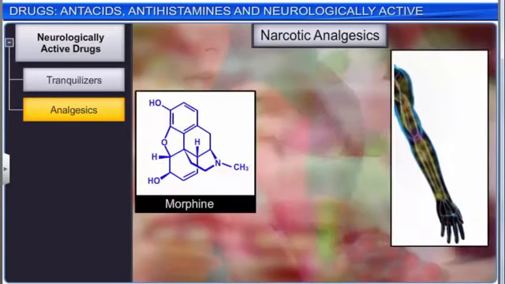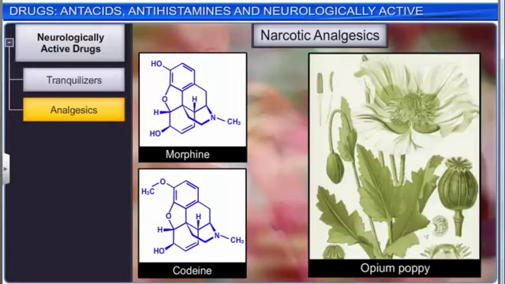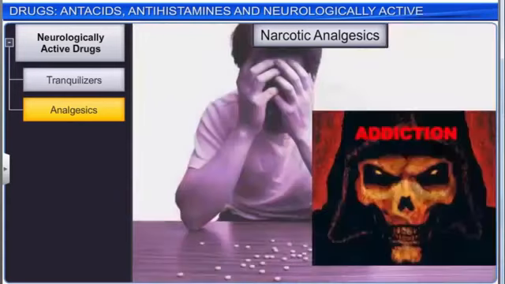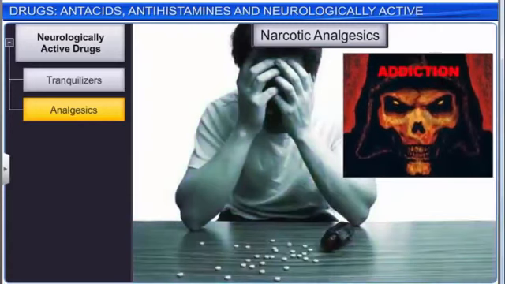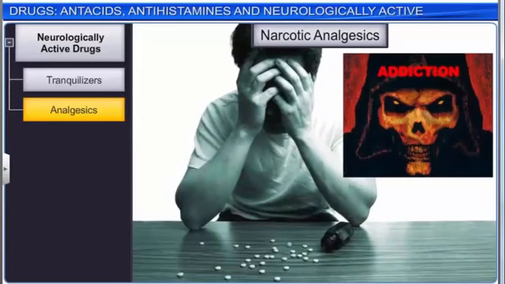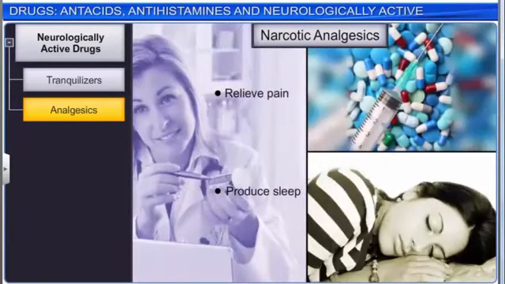Morphine, codeine, and many of their homologues are called narcotic drugs. They are also called opioids or opiates, as they are obtained from opium poppy. These drugs are addictive as they tend to produce a state of euphoria or a feeling of extreme well-being. When administered in medicinal doses, these drugs relieve pain and produce sleep.